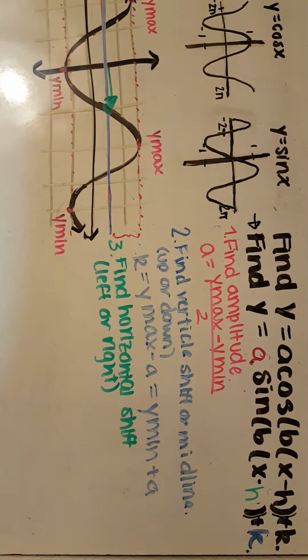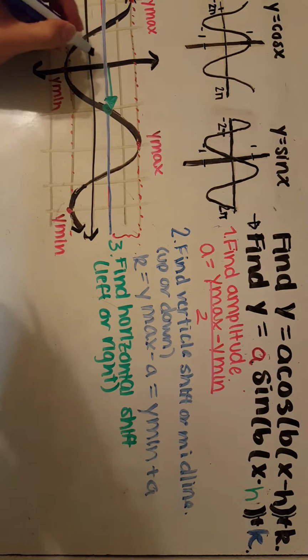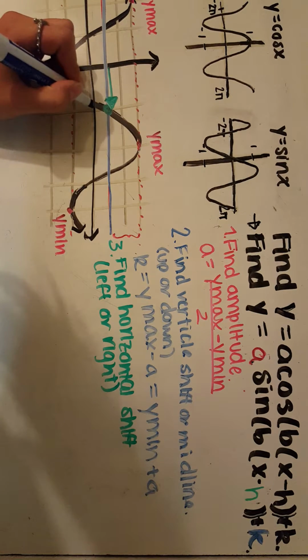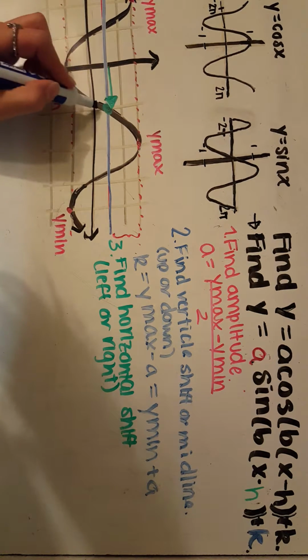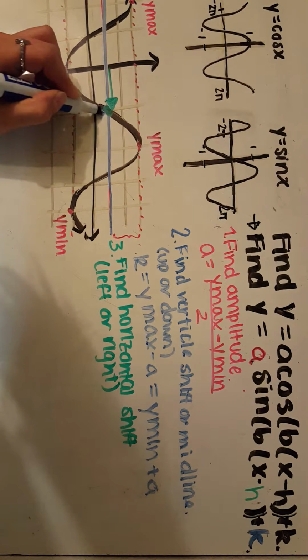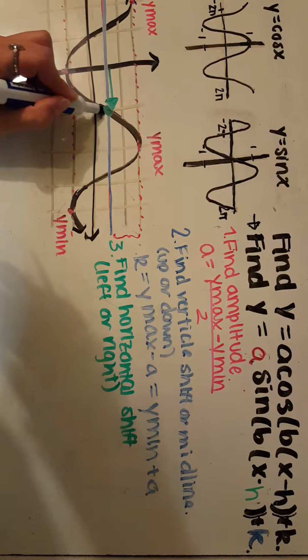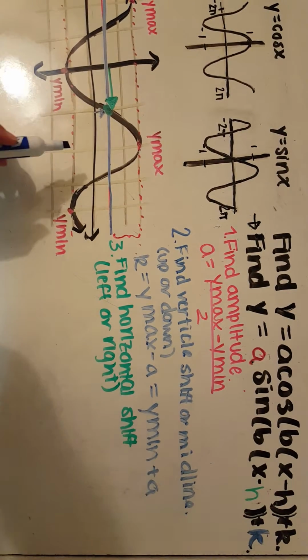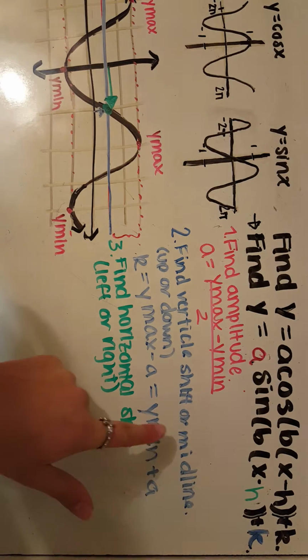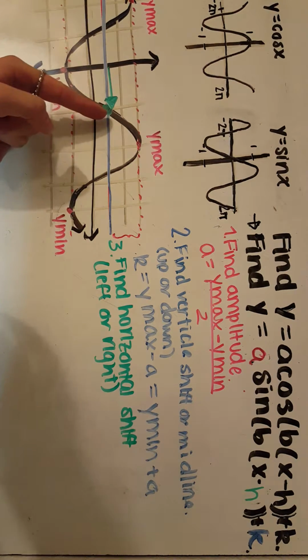In the same way with our vertical shift, if we imagine picking up this curve and moving it up one, we end up at the same starting point. And that is where our 1 came from, 1 unit for this one.